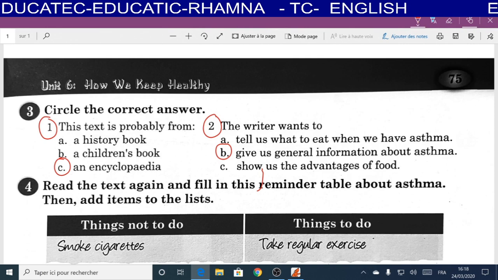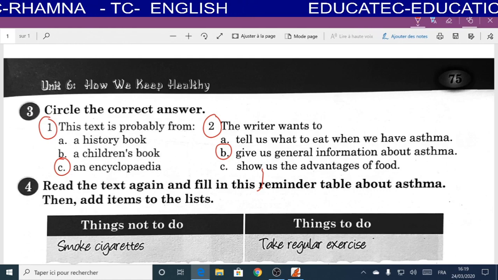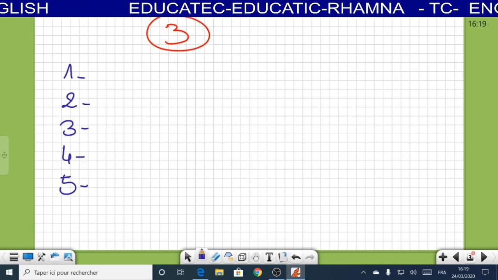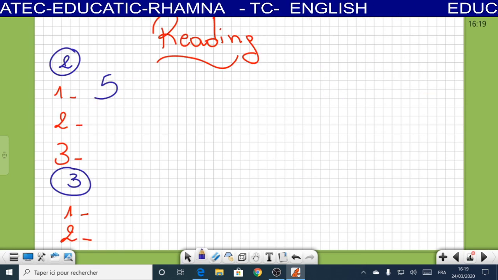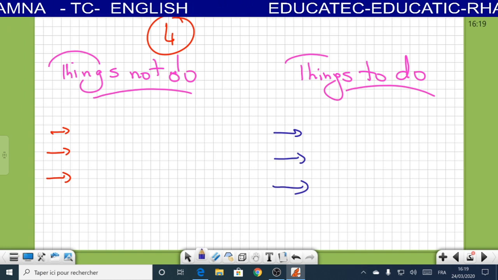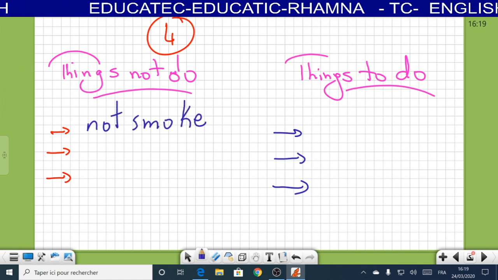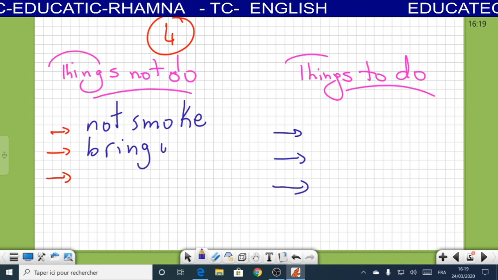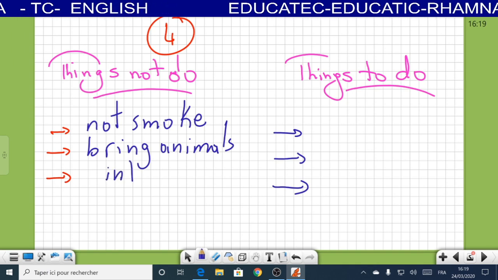Now, we have things not to do and things to do. We try to do them here in this table. Okay, let me find it. I have prepared it already before we start. Okay, things not to do here. For example, we should not smoke. No smoking. And we shouldn't bring animals into the house because this can be dangerous.